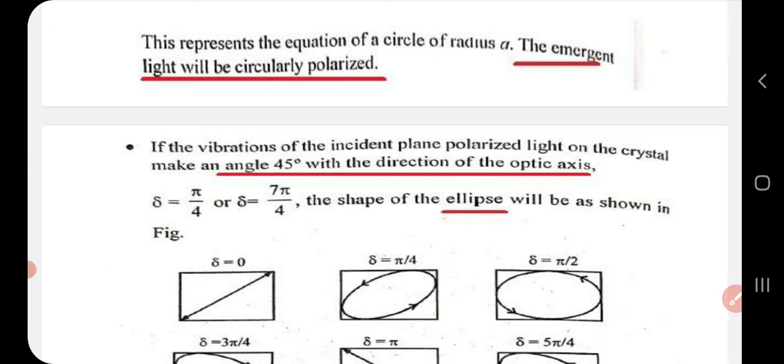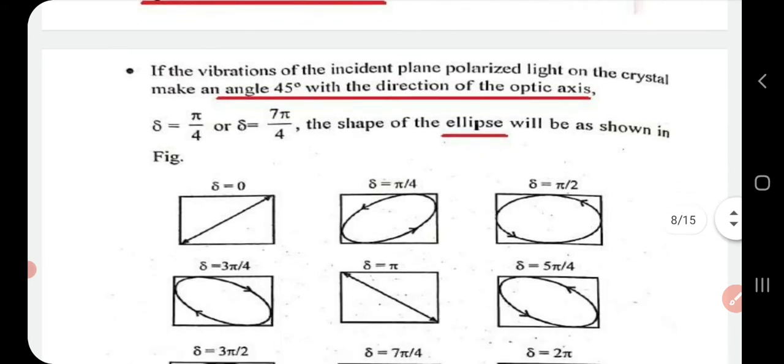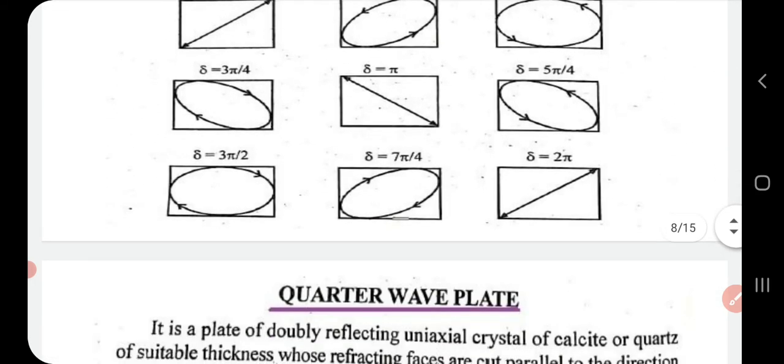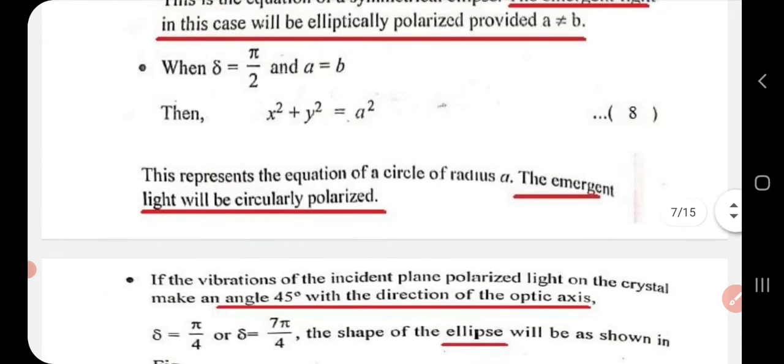Now, another condition. Suppose that vibration of plane polarized light on the crystal makes an angle 45 degree with the direction of optic axis. Then shape of ellipse will be as shown. Okay, so these are the various conditions.